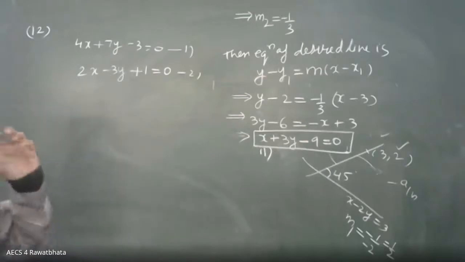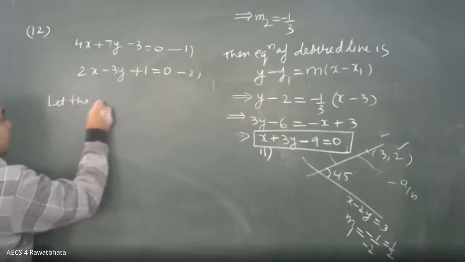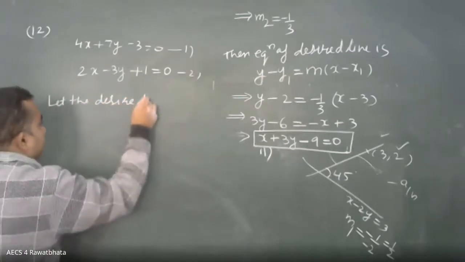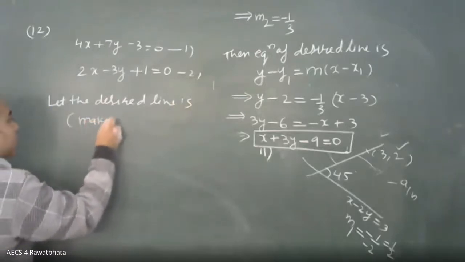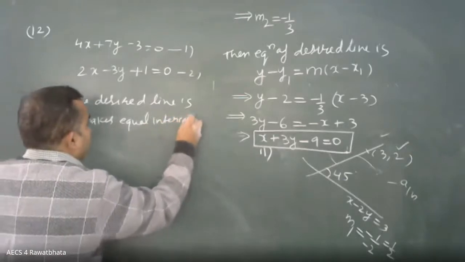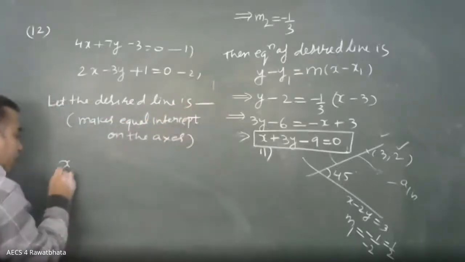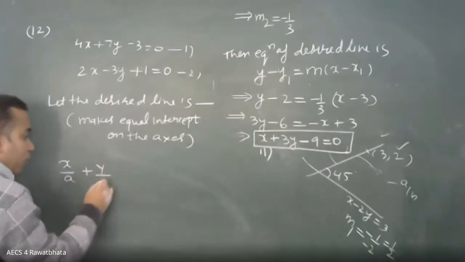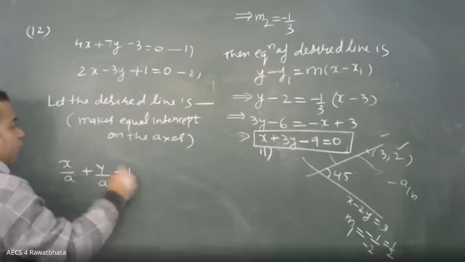So somebody tell me, what should I assume the equation of our desired line? Let the desired line be the one which makes equal intercept on axis. Can someone tell me, how should I assume? x upon a plus y upon a is equal to 1. Exactly. Let the equation of our desired line be x upon a plus y upon b, but here equal intercept means b is also equal to a.